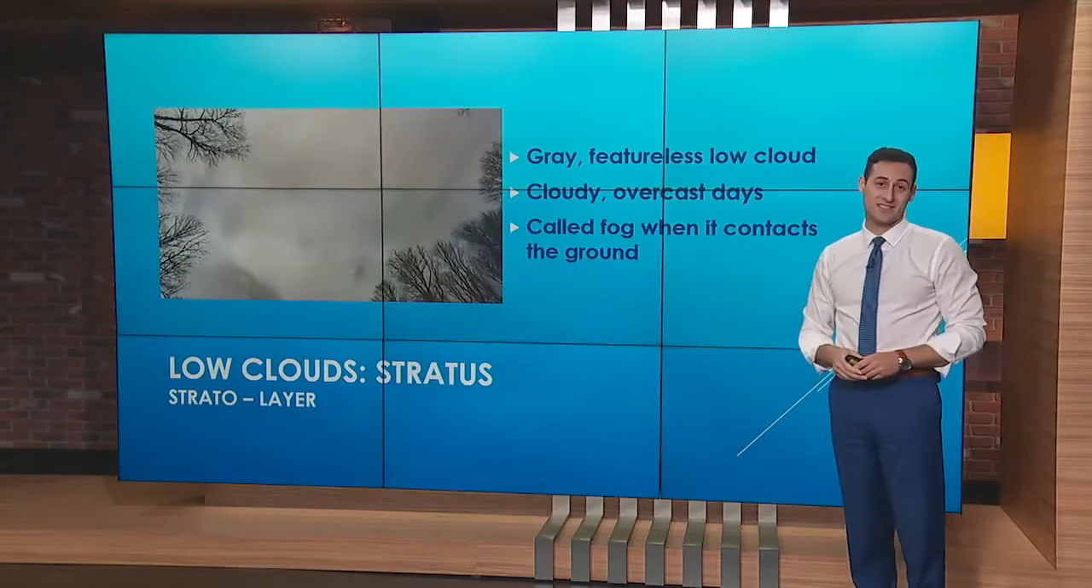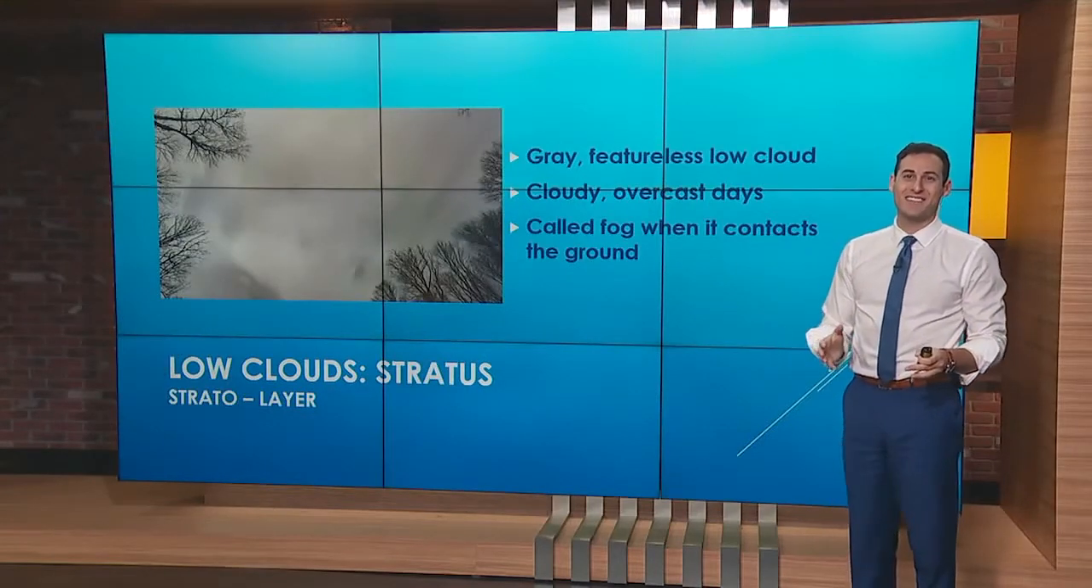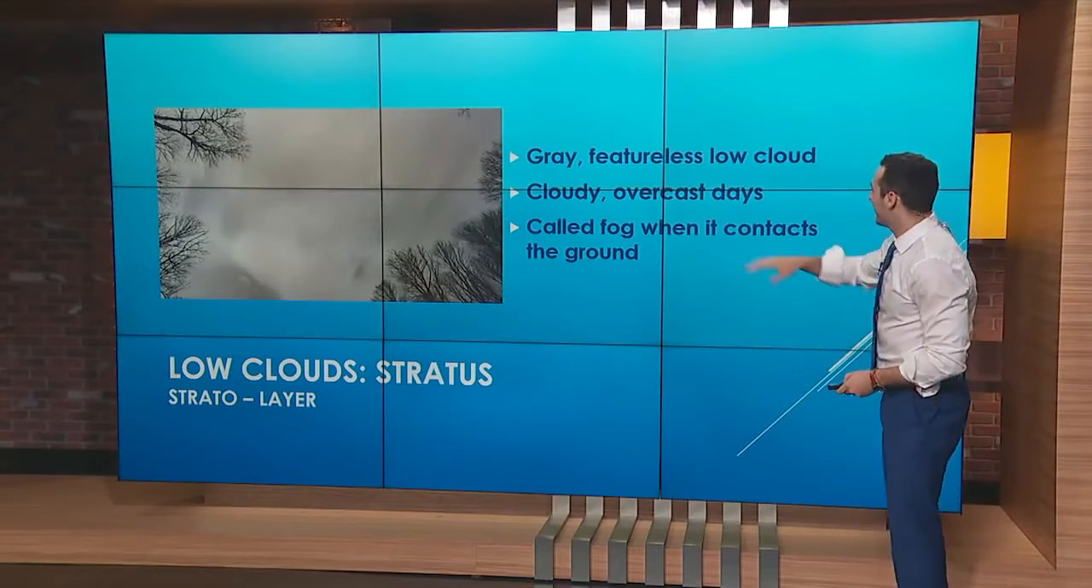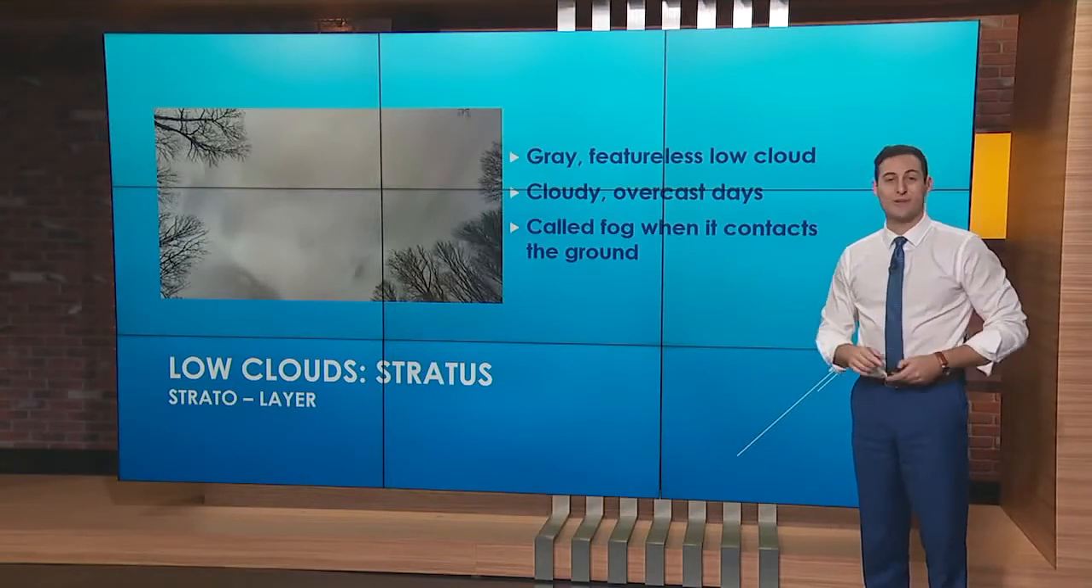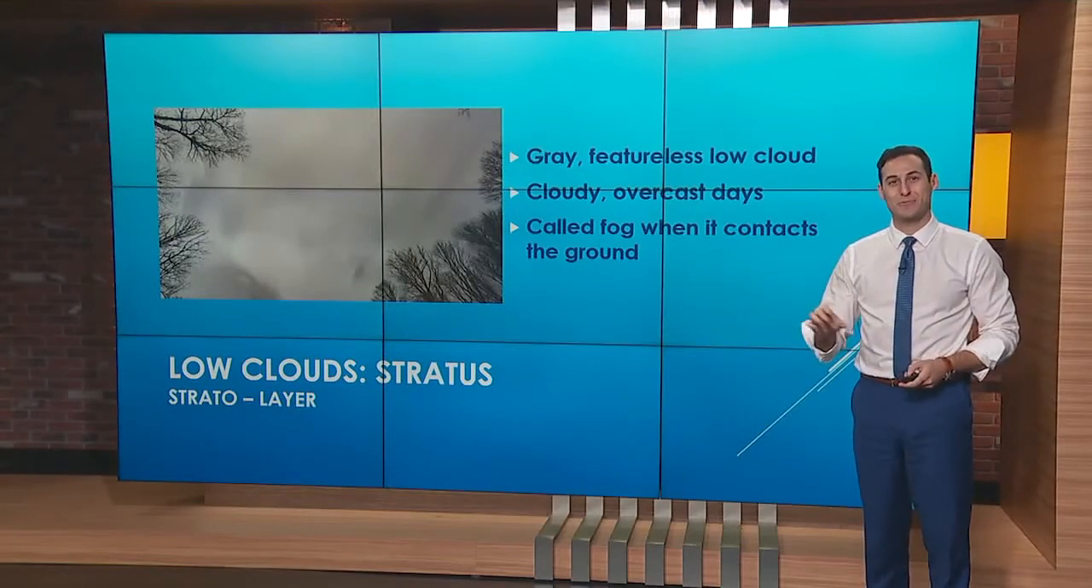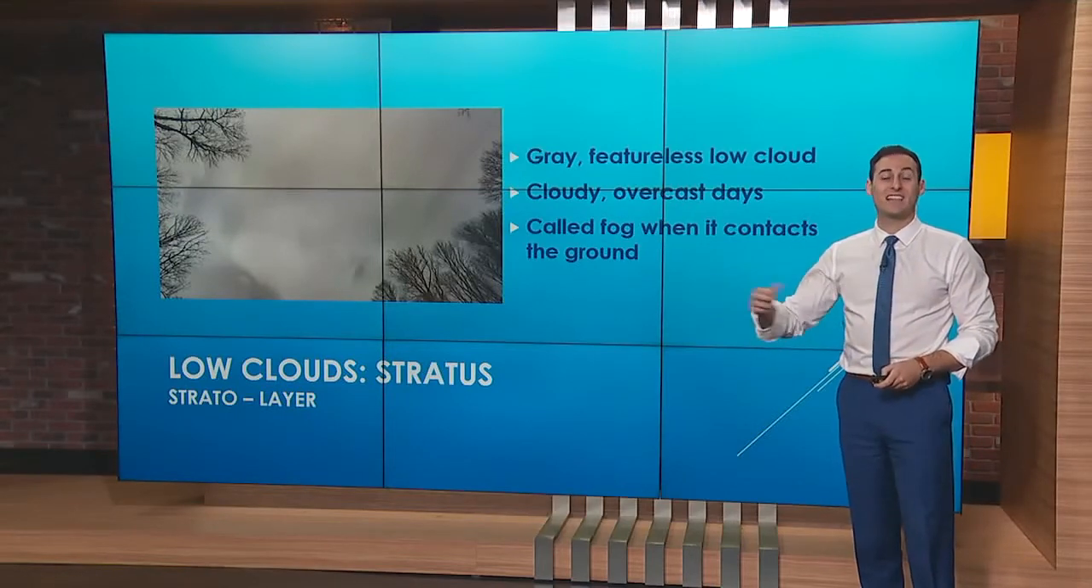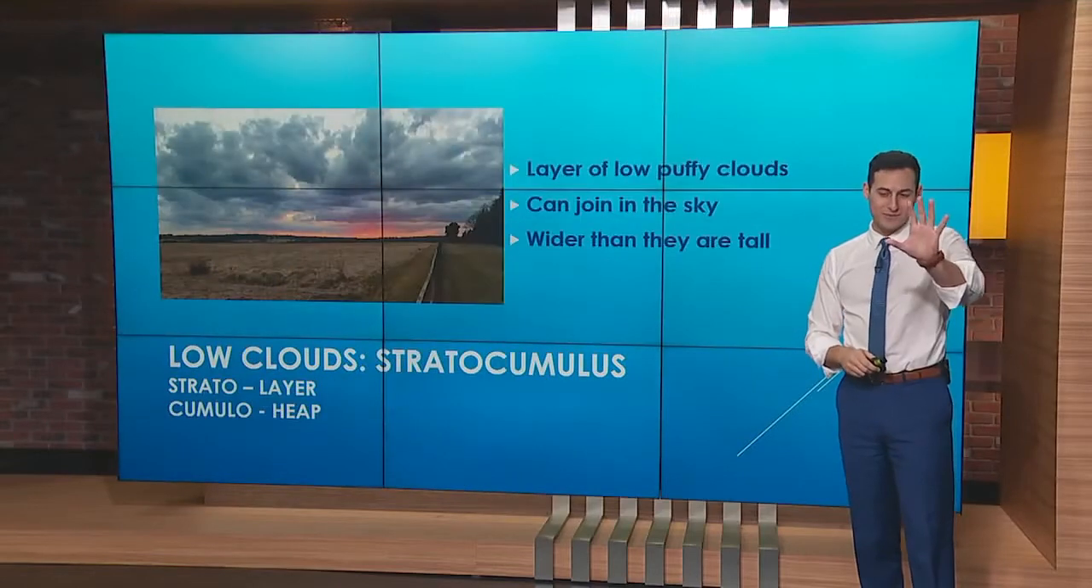And now we have stratus clouds, which are also not too exciting. These are gray, featureless clouds, overcast days, and this is what fog is when it's touching the ground. They're stratus clouds in contact with the ground. So that is the last low cloud that we're going to go over. Wait, we have one more actually.